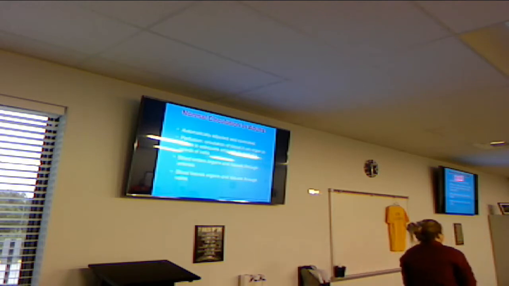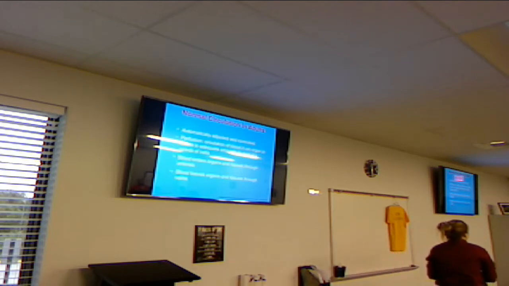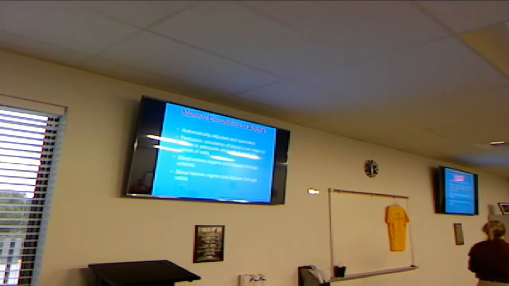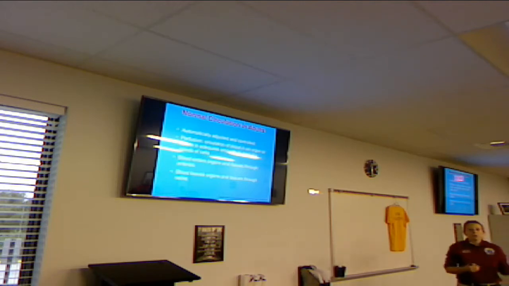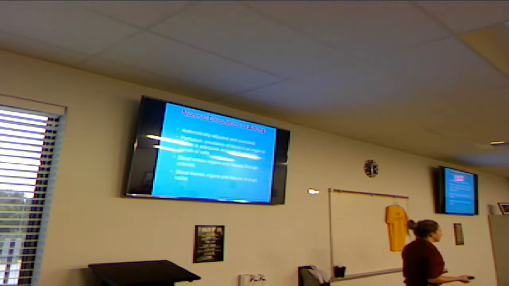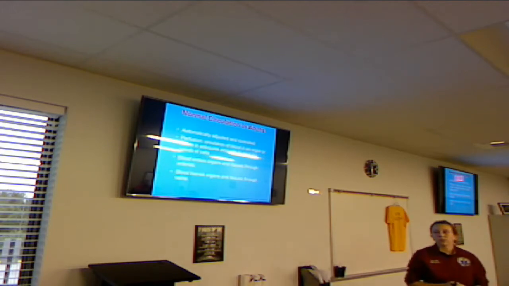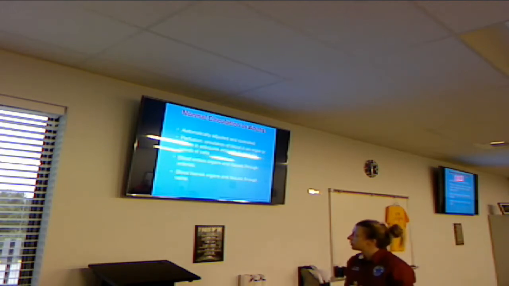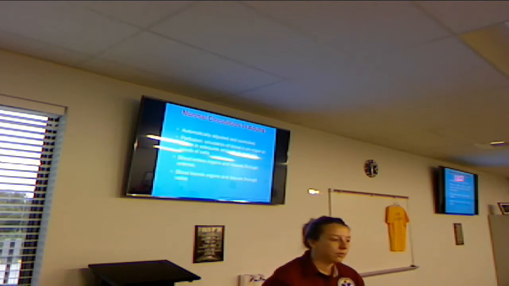So normal circulation in adults is automatically adjusted and controlled. Your perfusion is going to be the circulation of blood in an organ or tissue in adequate amounts to meet the needs of the cells. So your body obviously is going to adjust its circulation however it needs to meet the needs of the cells. Your blood enters organs and tissues through your arteries and leaves them through the veins.